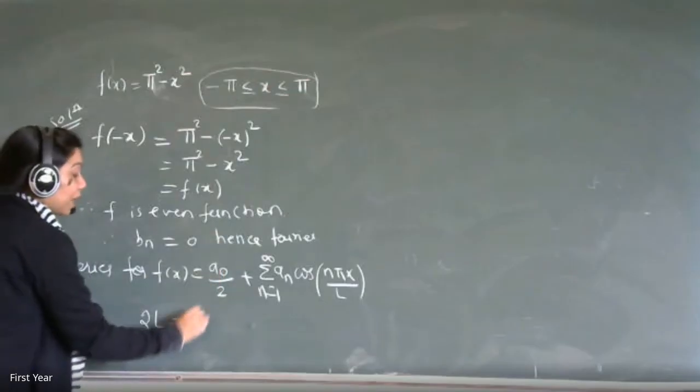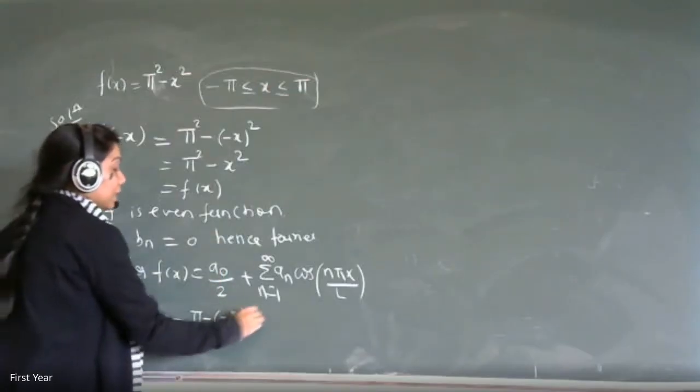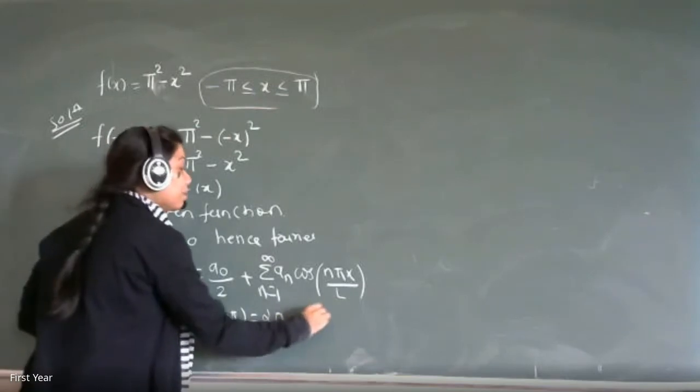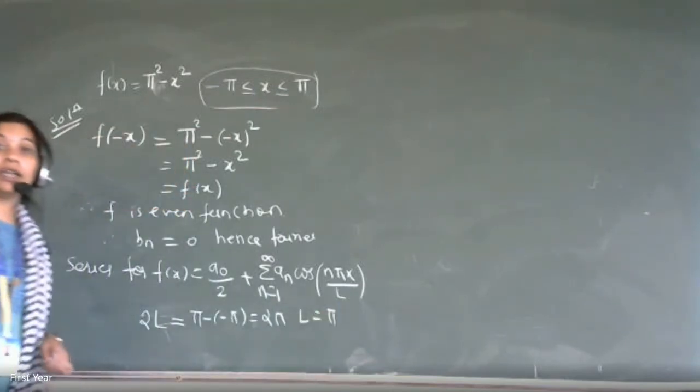2 pi. Period is upper limit minus lower limit. So pi minus of minus pi, that is 2 pi. And therefore l is pi. That's it, l is pi.